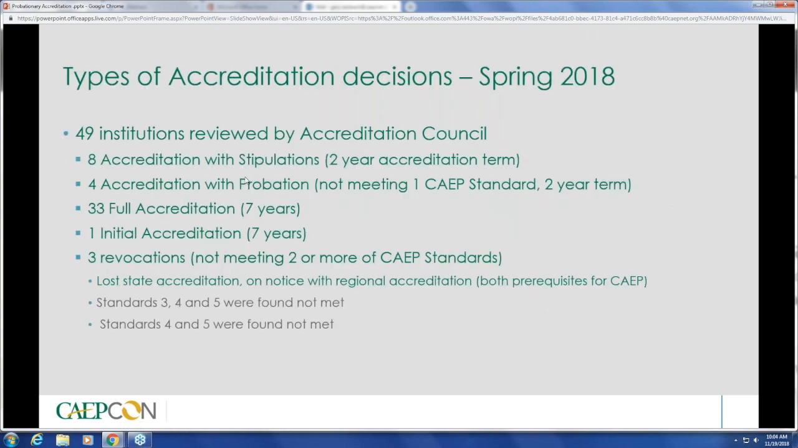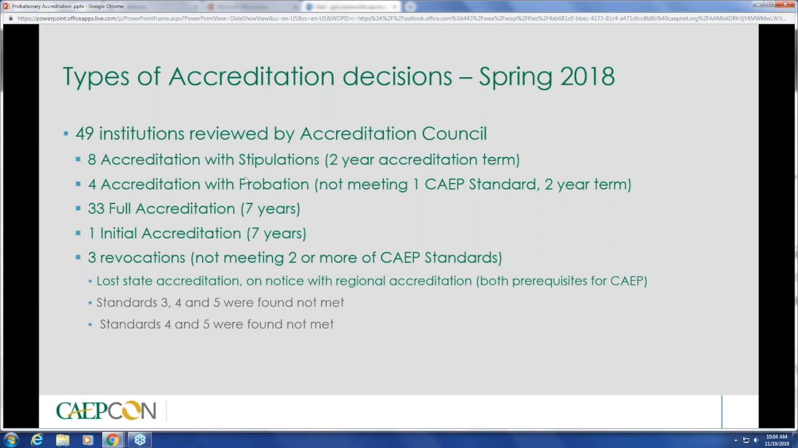To give you an idea of how this looks in one semester, if we go back to last spring, we had 49 institutions that were reviewed by the Accreditation Council. 8 received stipulations, 4 got probation, 33 got full accreditation, 1 got initial accreditation, and there were 3 revocations.